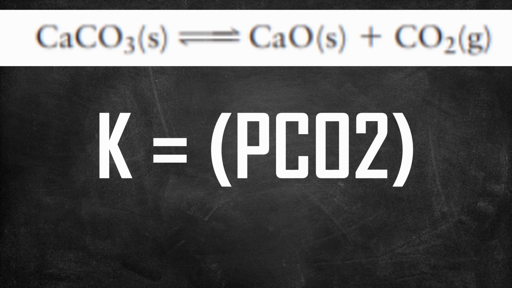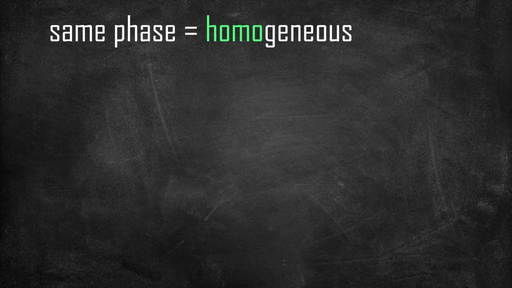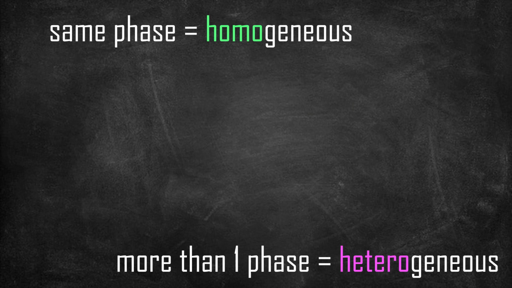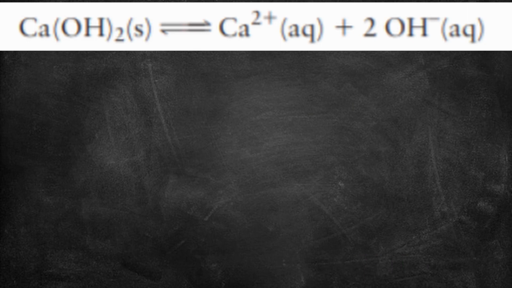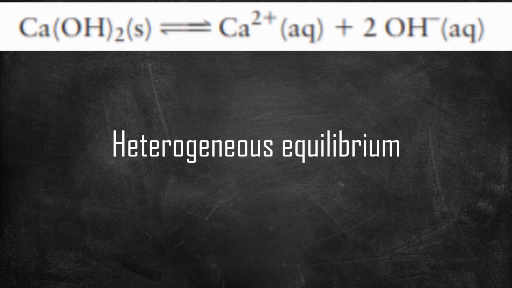Chemical equilibria with reactants and products that are in the same phase are called homogeneous equilibria. Equilibria in systems having more than one phase are called heterogeneous equilibria. One example of heterogeneous equilibria is this one, where on the reactant side we have calcium hydroxide, which is solid, and on the product side we have the calcium ion, which is in the aqueous phase, and hydroxide, which is also in the aqueous phase. So we have solid and aqueous phases, two phases. So we have a heterogeneous equilibrium.